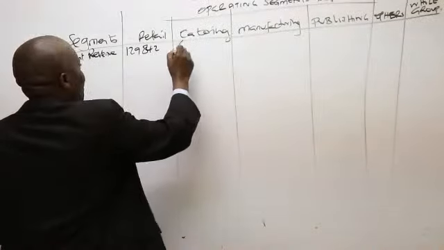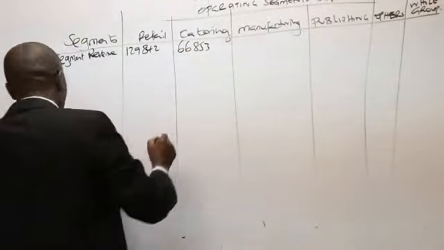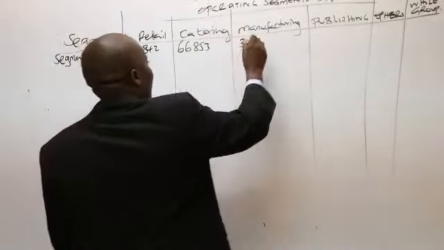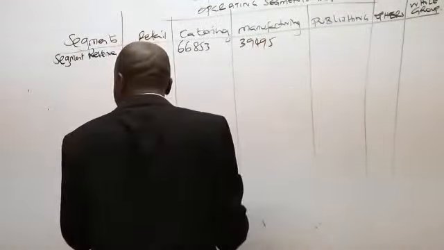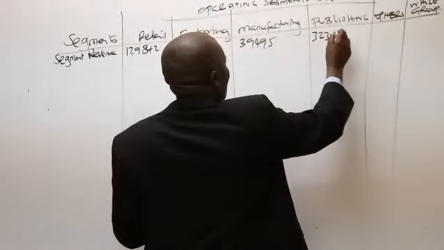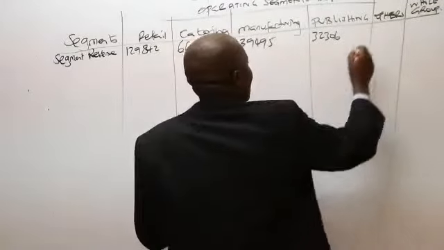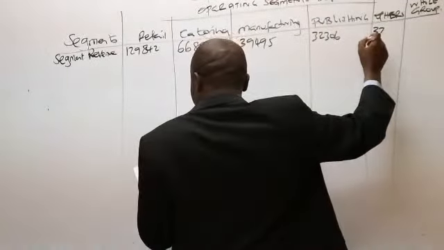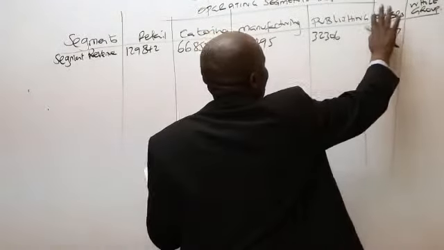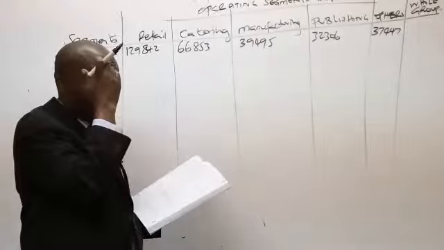Next, 66,853. Next, we have 39,495. Next, we have 32,306. And then others, we have 37,447. So initially, we used to introduce the column of elimination, so we no longer do that nowadays.